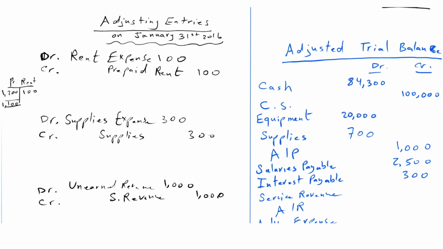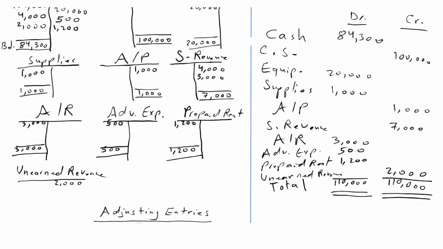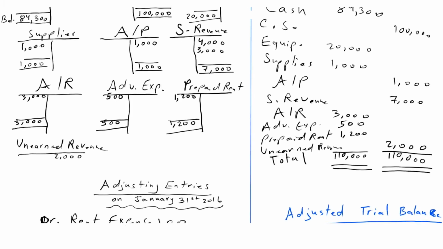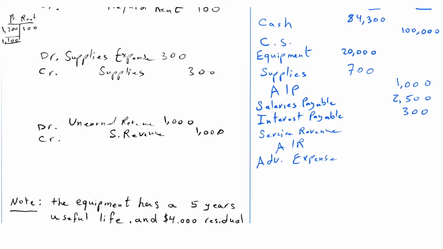And then in our unadjusted trial balance, we had $7,000 balance in the credit for service revenue. So 7,000 plus 3,500 plus 1,000, that will be 11,500. Okay, 11,500 for the service revenue. It was a credit balance, remember. Okay, so that was the 7,000 plus 1,000. That's 8,000. 8,000 plus 3,500, that will be 11,500 for service revenue.